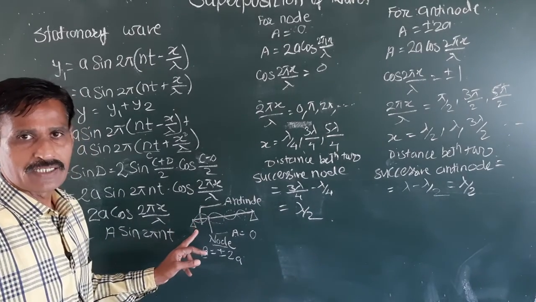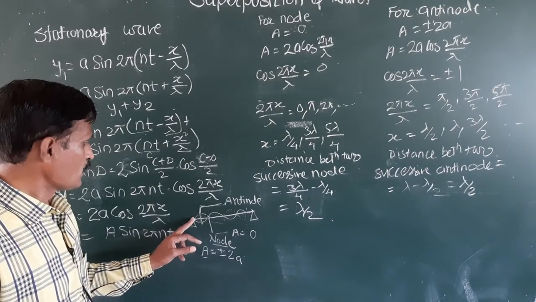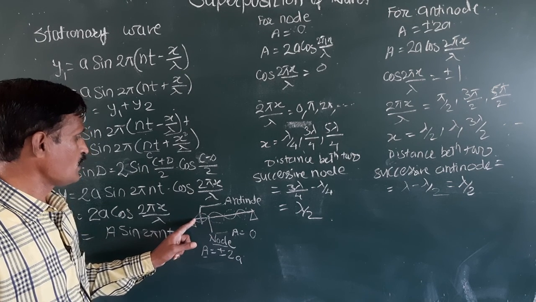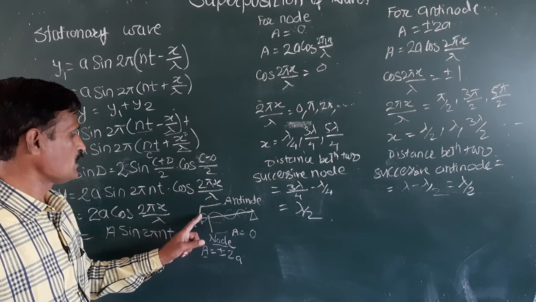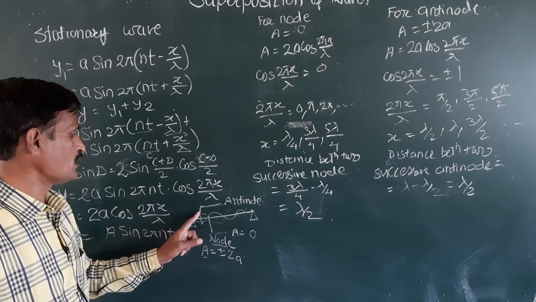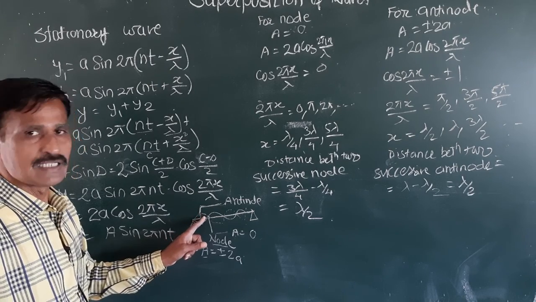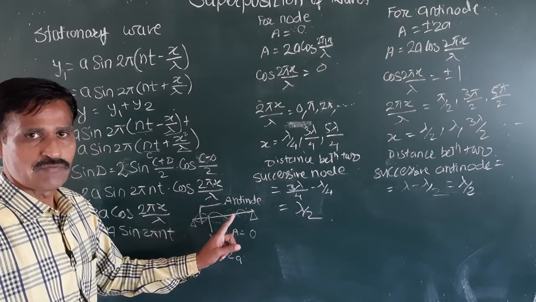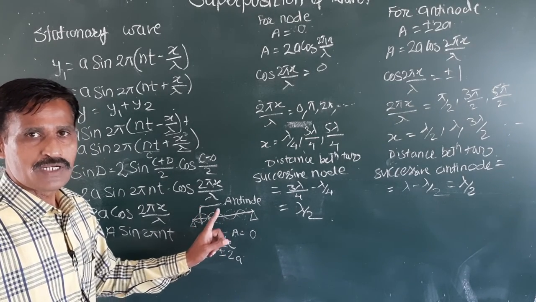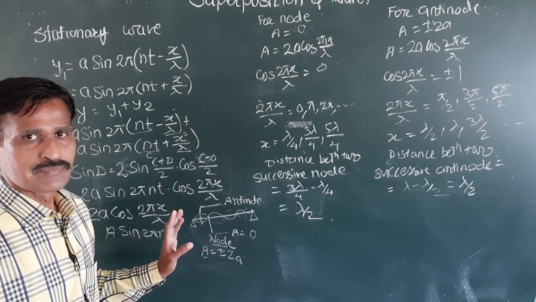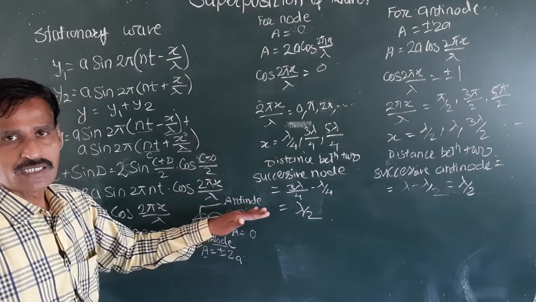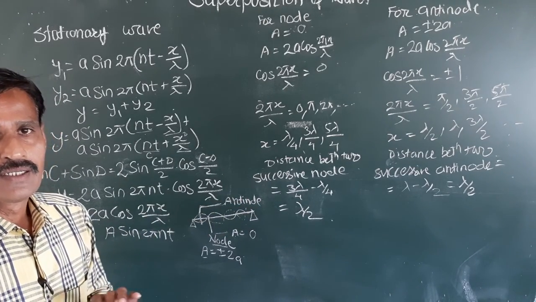Amplitude is variable. Here, if we see this loop, the amplitude is minimum, then increasing. At this point it is maximum, then decreasing. It means that from particle to particle, the amplitude is variable. It is periodic in space. But the frequency of the string remains the same.